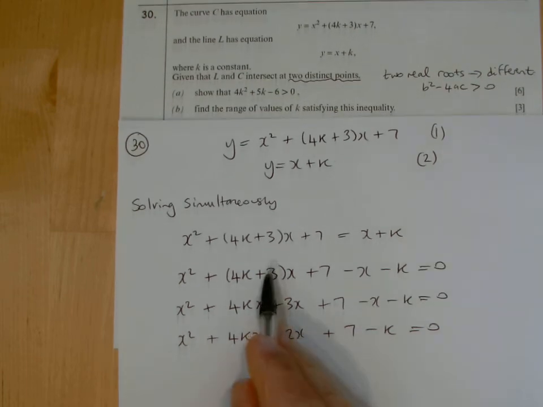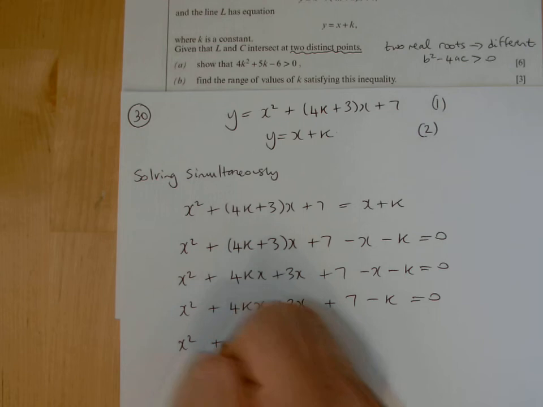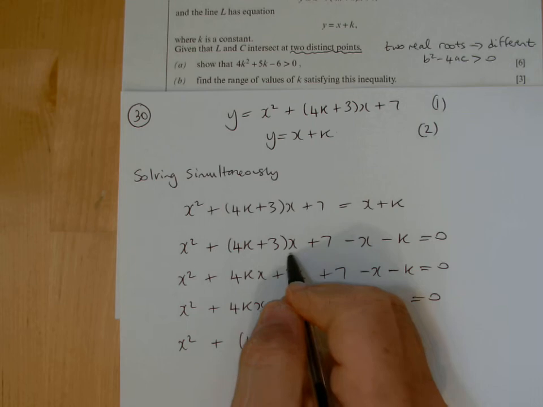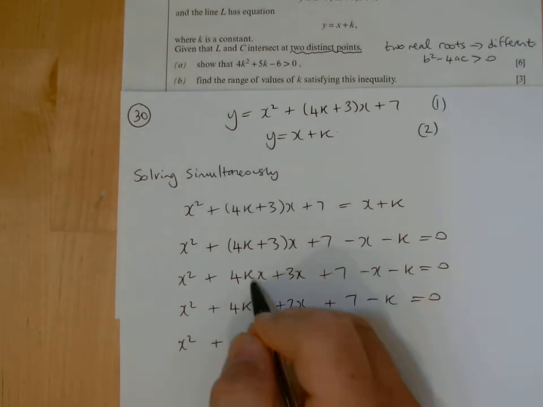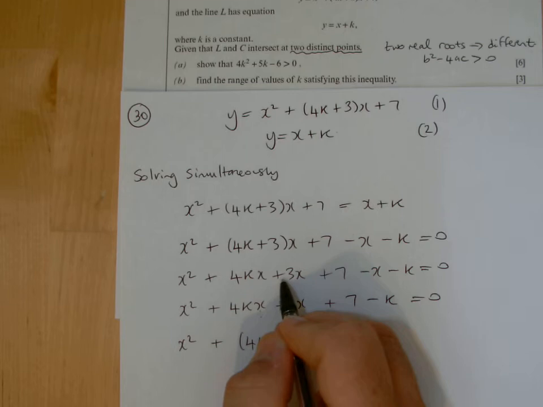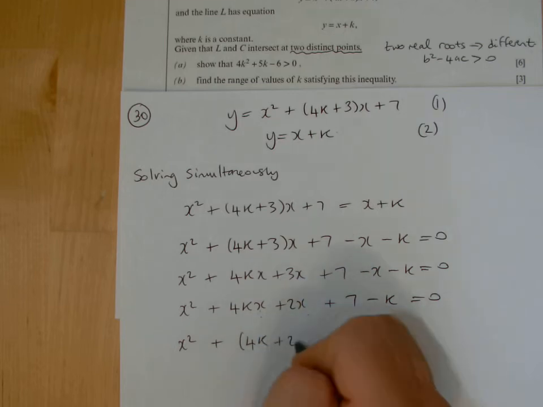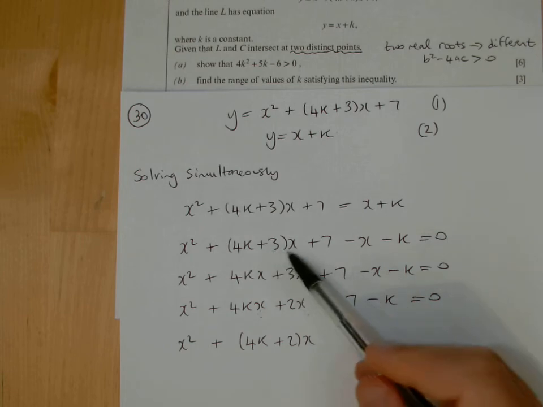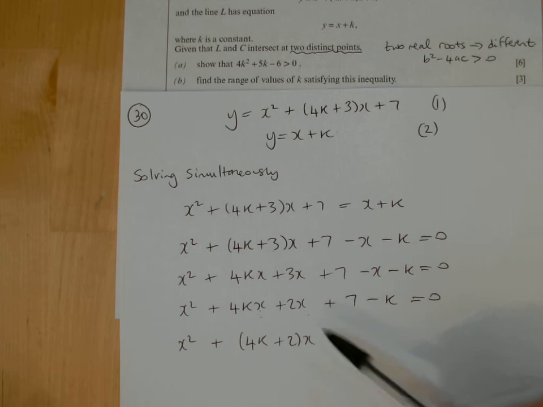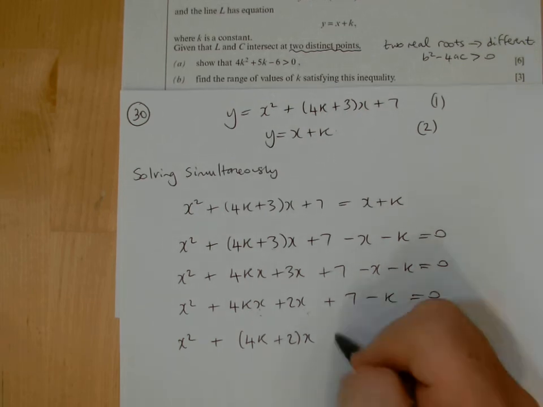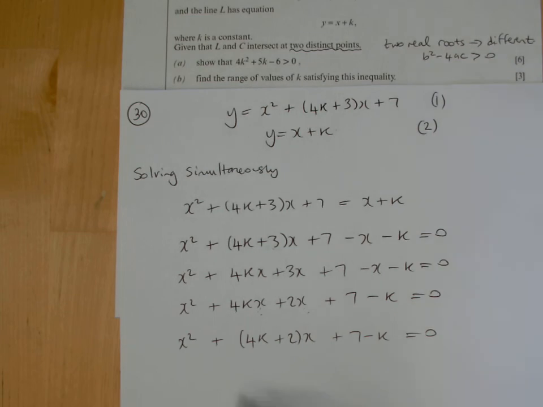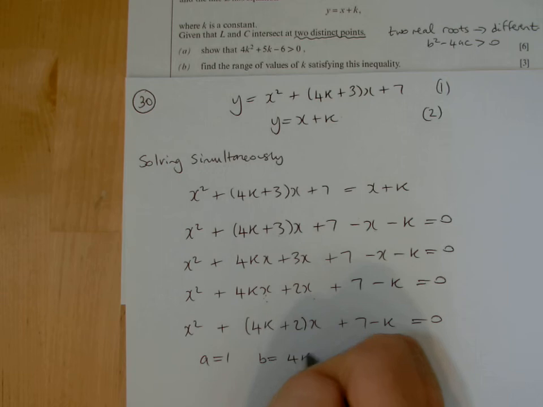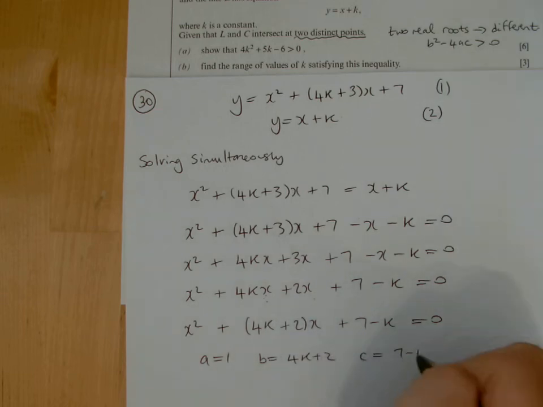And then you can go back to the situation where it was in a bracket. Because x is in both terms, you put the x at the end of the bracket like they were here, but this time it won't be 4k plus 3, it'll be 4k plus 2. You might have seen that straight away: you've got the 3x there, take away x, so you could just go straight for that line. And then you've got plus 7 minus k equals 0. So now we've got a nice quadratic where we can say a is equal to 1, b is equal to 4k plus 2, c is equal to 7 minus k.